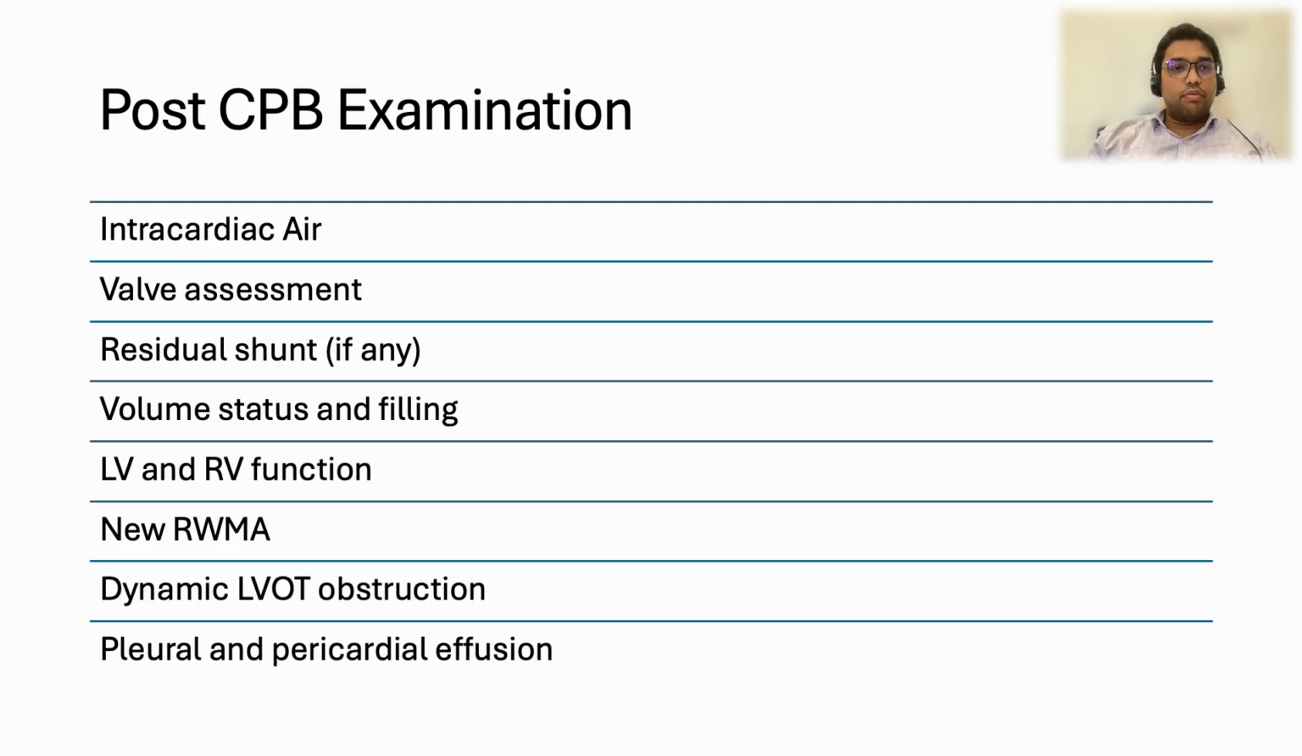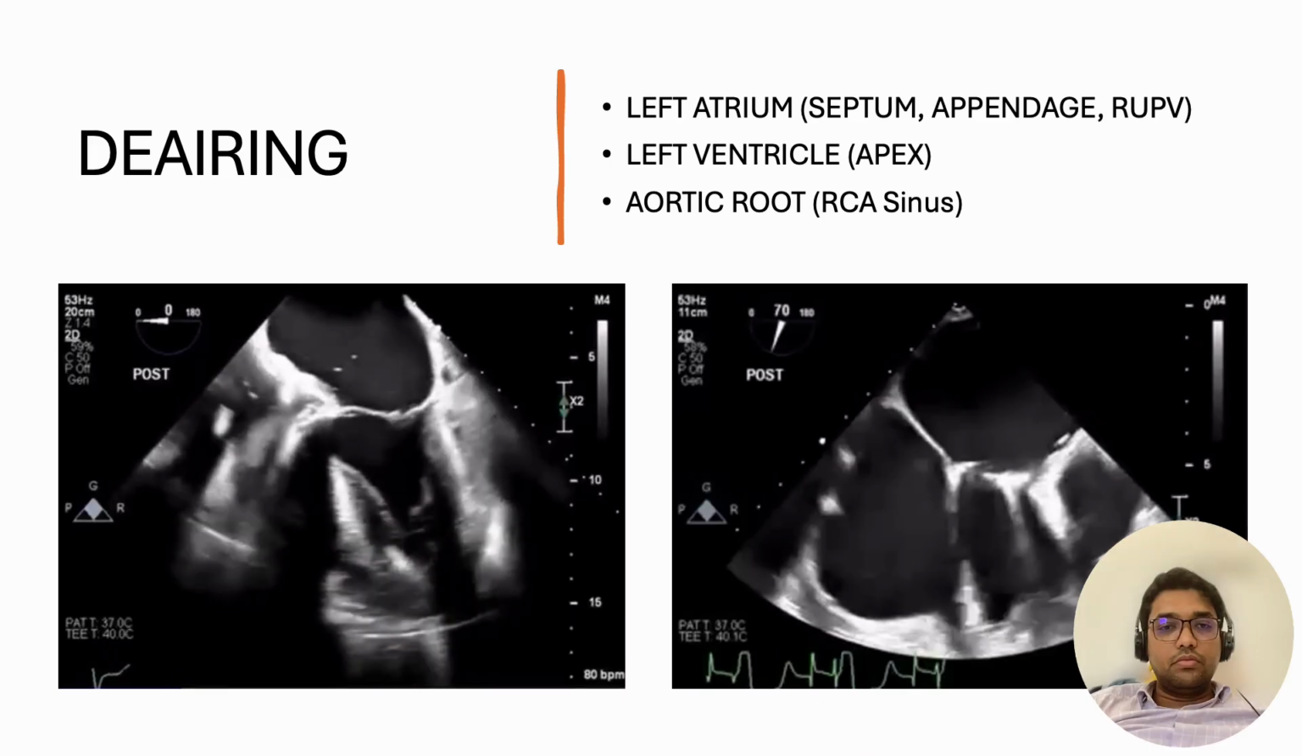Now what are the things you have to see in the post CPB? Number one is intracardiac air, valve assessment if you are putting any valve replacement or valve repair, residual shunt if you're doing any ASD or VSD closure, the patient's volume status and filling, LV and RV function, if new WMA has developed or not, if there is any dynamic LVOT obstruction, and also pleural and pericardial effusion.